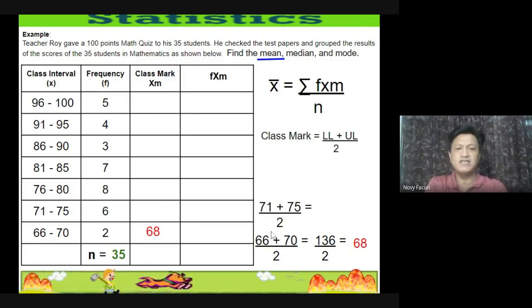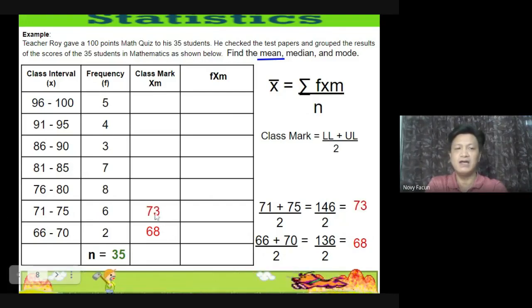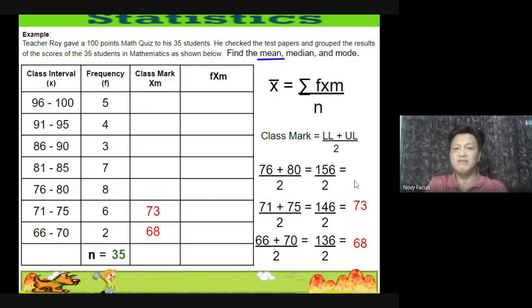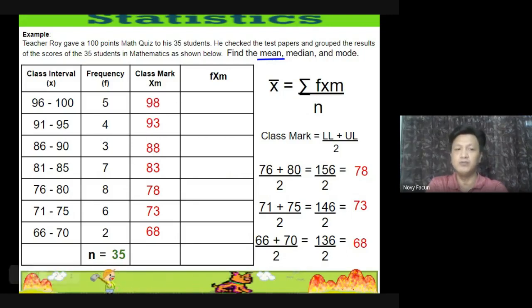Okay, so for another one, we have 71 plus 75 over 2, that is 146 divided by 2, which is 73. So the class mark of the second is 73. And we have 76 plus 80, that is equal to 156 divided by 2, which is 78. We will put that here. For the next one, same procedure: add the lower limit 81 and the upper limit 85, divided by 2. That is 83. Same with this one, add 86 and 90 divided by 2, so 88. Then continue until you finish filling up the column.